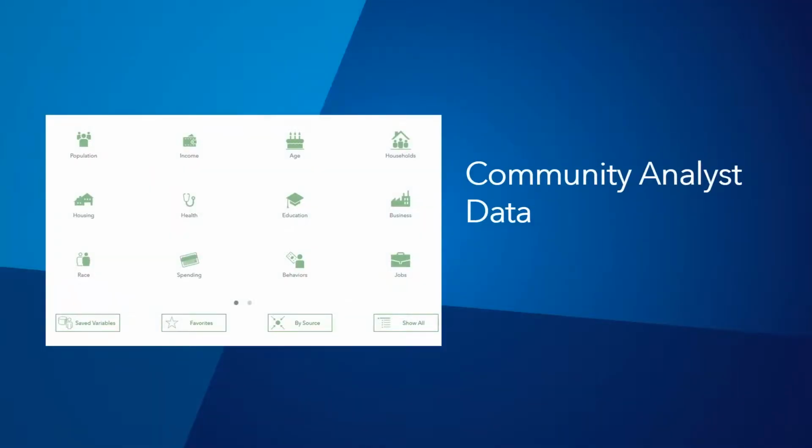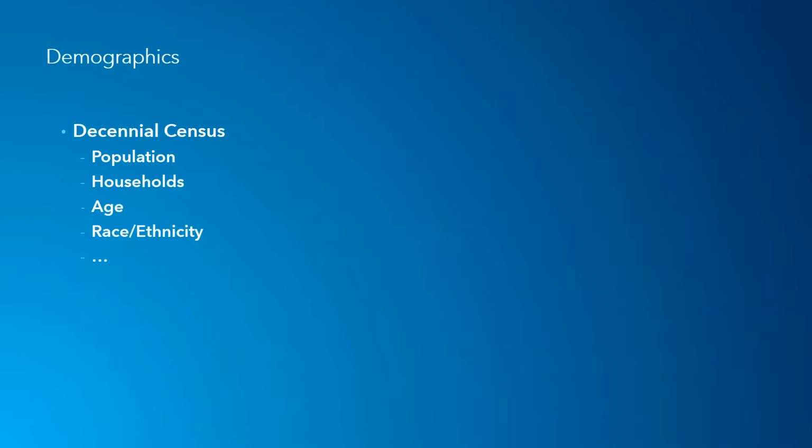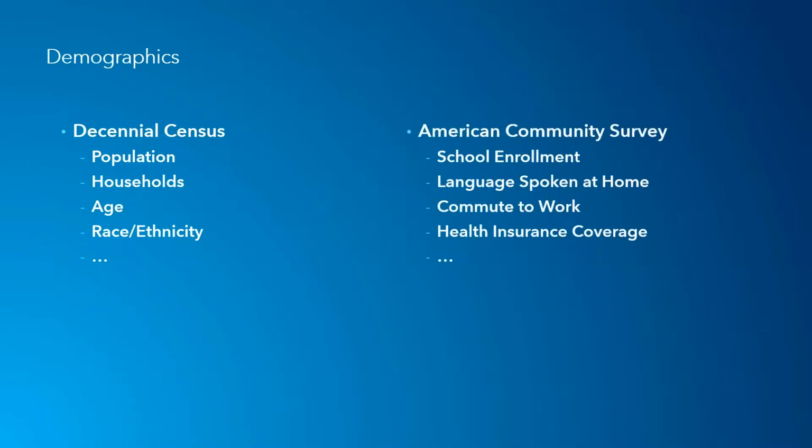So let's talk a little bit more about the Community Analyst data. There are thousands of different metrics that are provided within this interface. To look at some of these categories, demographics is obviously a big piece of this, and the obvious data source for that is the decennial census. So we'll include information that you typically think of, like population, households, age, race, and ethnicity. We also include data from the census's American Community Survey. This is a survey that's done more frequently than the decennial census, but with a smaller sample size. This survey provides information on things like school enrollment, language spoken at home, commute to work, health insurance coverage, and many other types of variables.